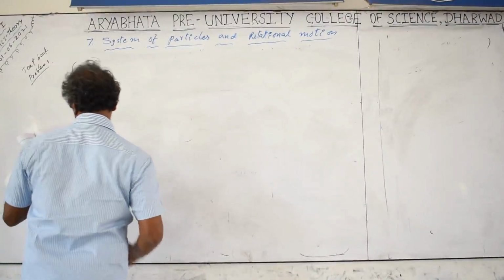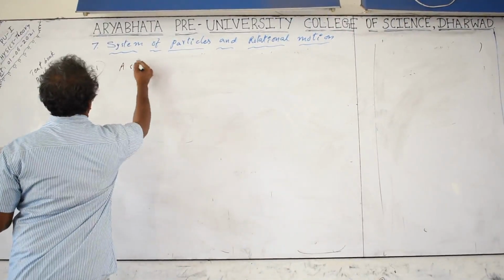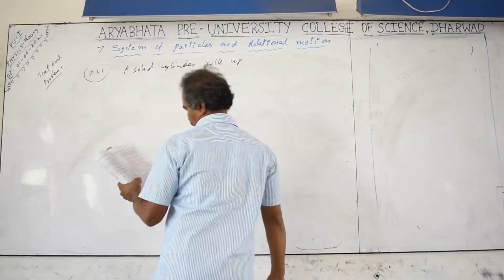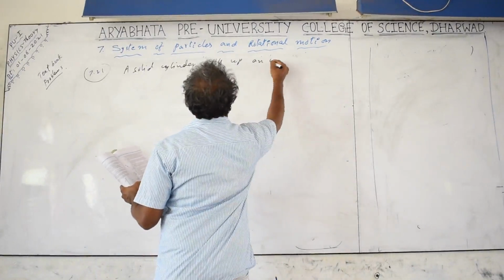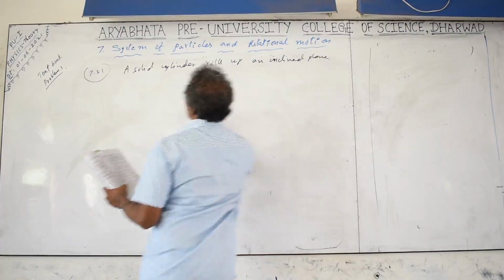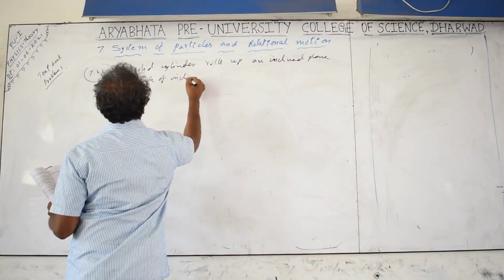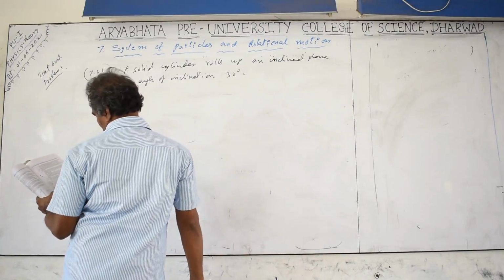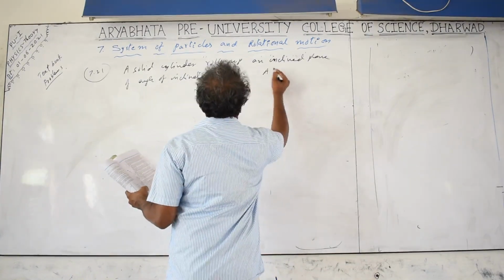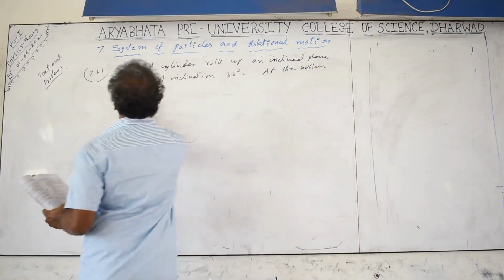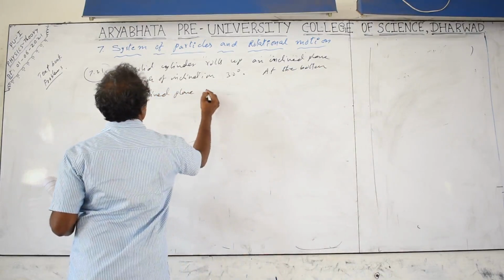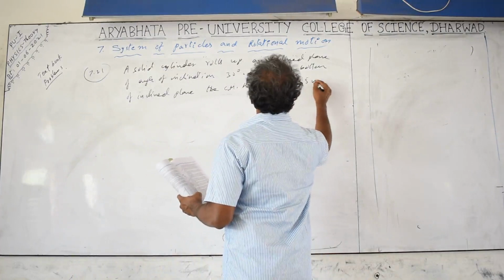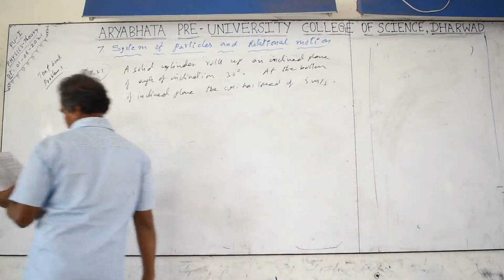A solid cylinder rolls up an inclined plane of angle of inclination 30 degrees. At the bottom of the inclined plane, the center of mass of the cylinder has a speed of 5 meters per second. How far will the cylinder go up the plane?